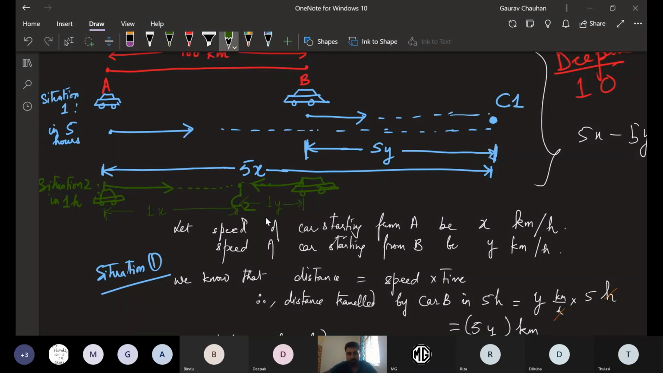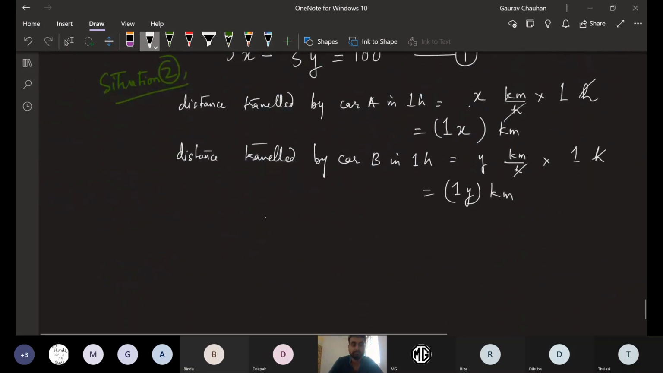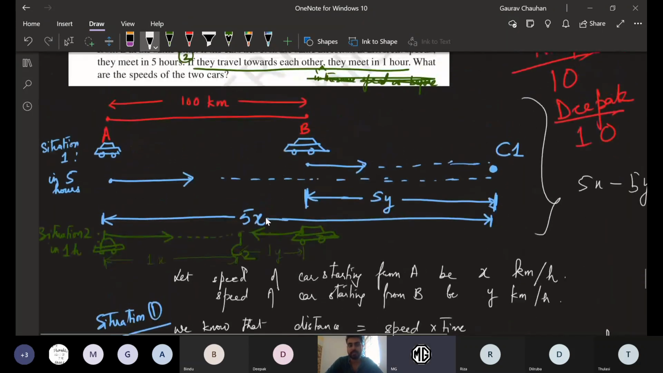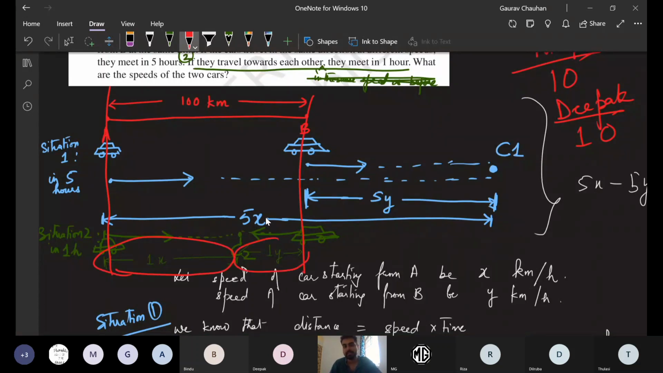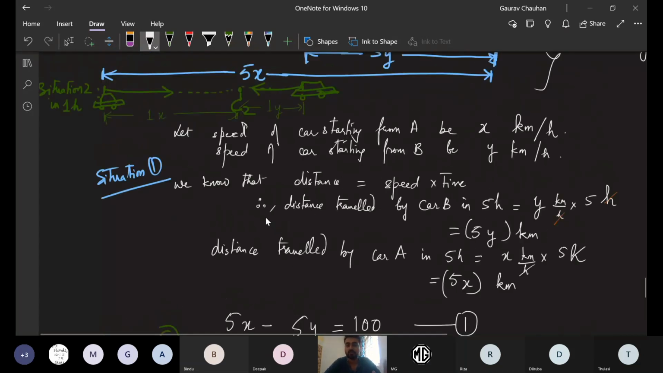Raise your hands, unmute and tell. Okay, this time I will ask the equation from MG. MG, can you tell me the equation? Watch the diagram carefully and tell me. This is 100, from A to B is 100. See where 1x is happening, see where 1y is happening, and tell me the equation. Sir, 1x plus 1y is equal to 100, sir. Perfect, MG. 1x plus 1y is equal to 100. That's my second equation over.